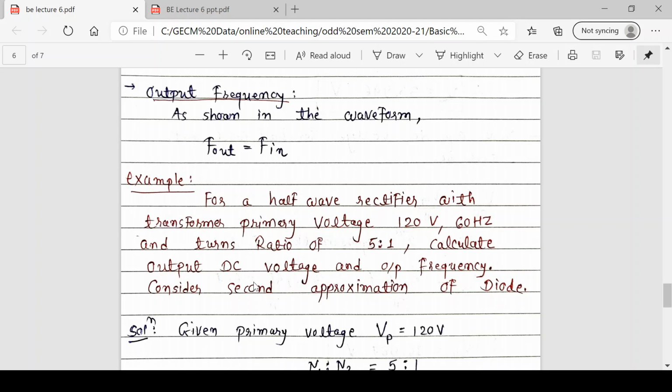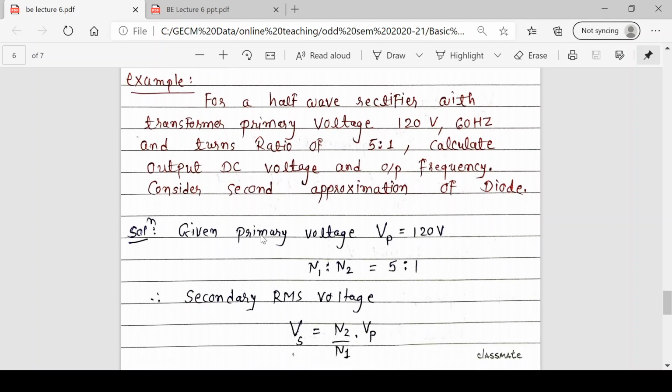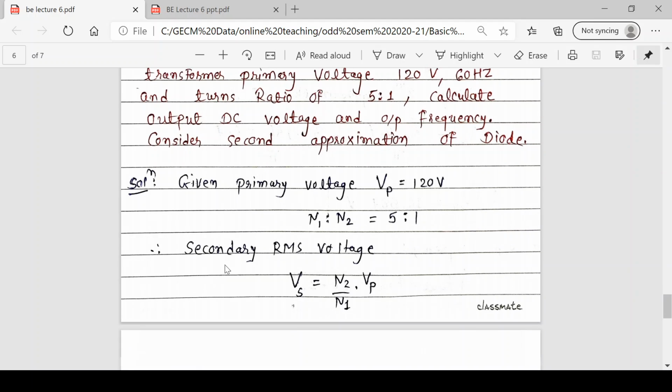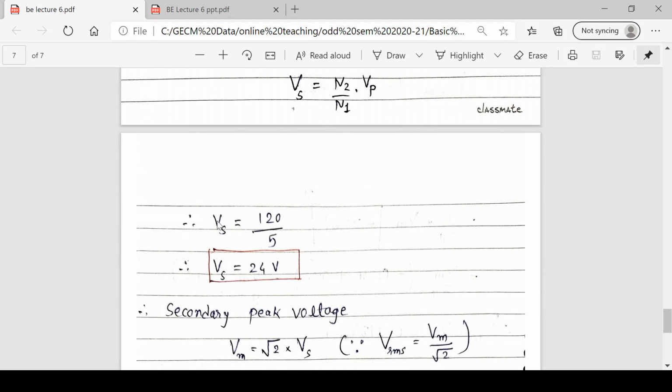So let's note down what is given. We are given primary voltage Vp is equal to 120 volt. That is fine. What is turns ratio N1 is to N2? 5 is to 1. So you can say it will be step down transformer. So what will be secondary RMS voltage? Equation was Vp upon Vs is equal to N1 upon N2. That's why Vs will be N2 by N1 into Vp. So that means Vs will be 120 upon 5. So secondary voltage is 24 volt.